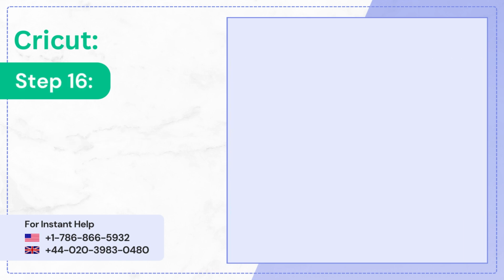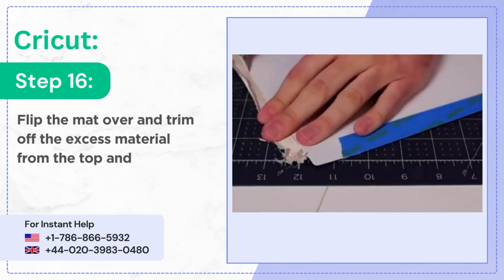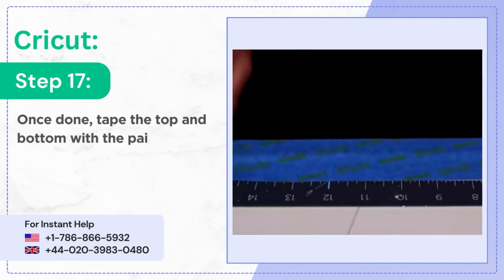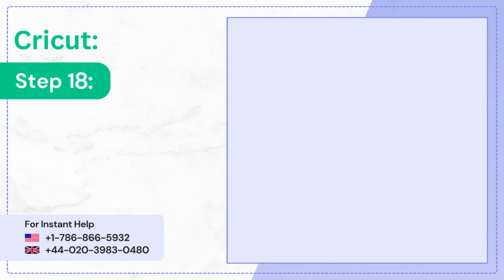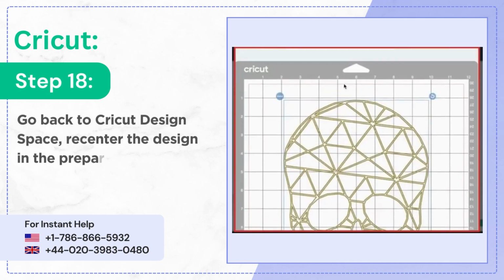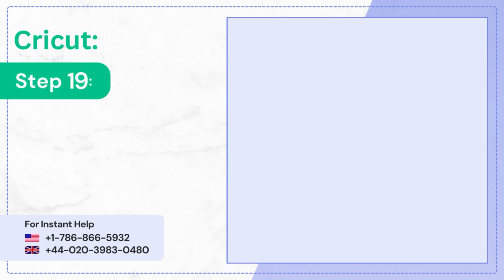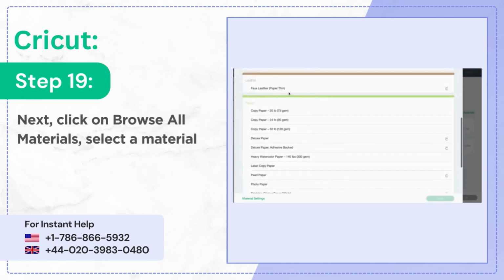Step 16. Flip the mat over and trim off the excess material from the top and bottom. Step 17. Once done, tape the top and bottom with the painter's tape and set it aside. Step 18. Go back to Cricut Design Space, recenter the design in the prepare screen, then click continue. Step 19. Next, click on browse all material, select a material, then click done.